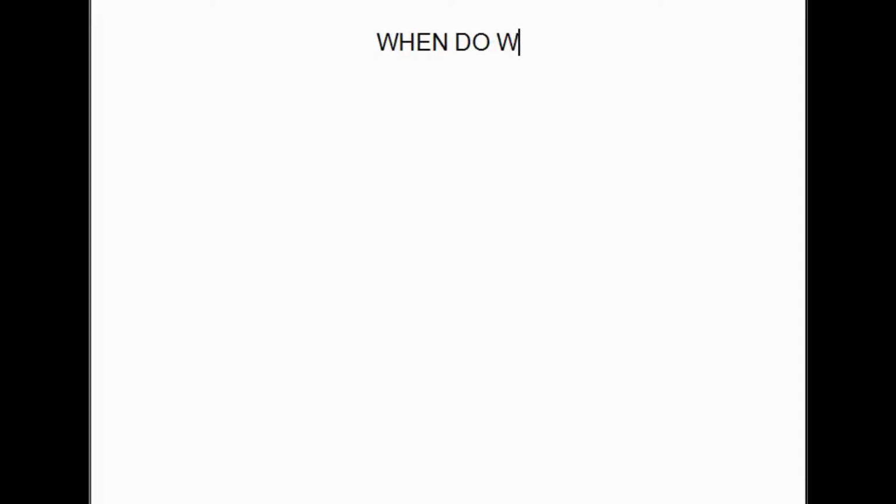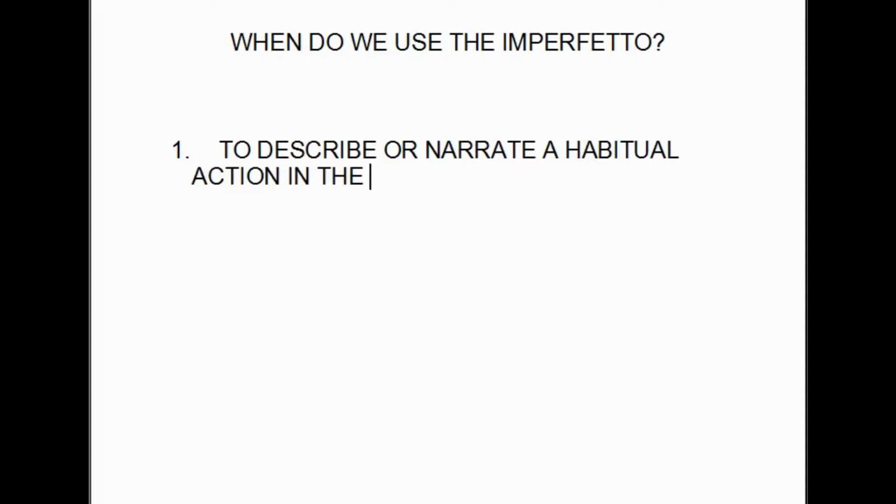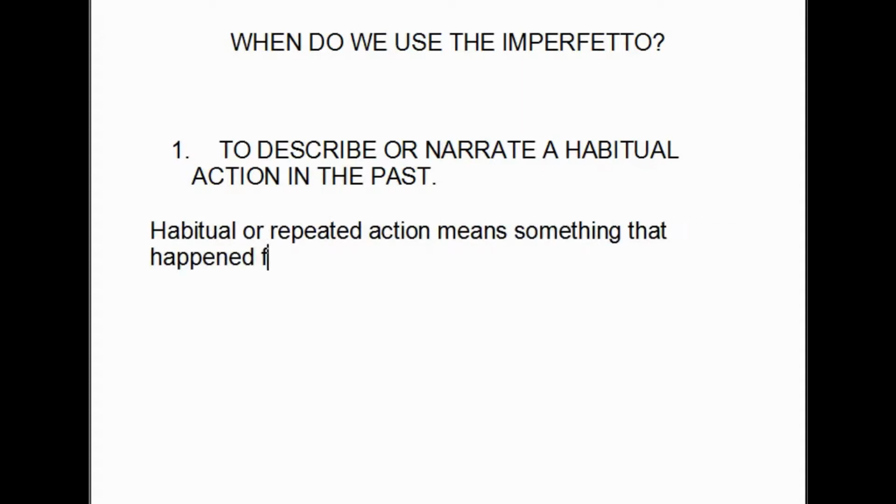In the previous video, we saw the formation of the imperfetto, how it is conjugated. Now we are going to look at how it is used, in what circumstances and under which condition. Number one, the imperfetto is used to describe or narrate something habitual in the past, a kind of action that was commonly done, frequently done, repeatedly done in the past.